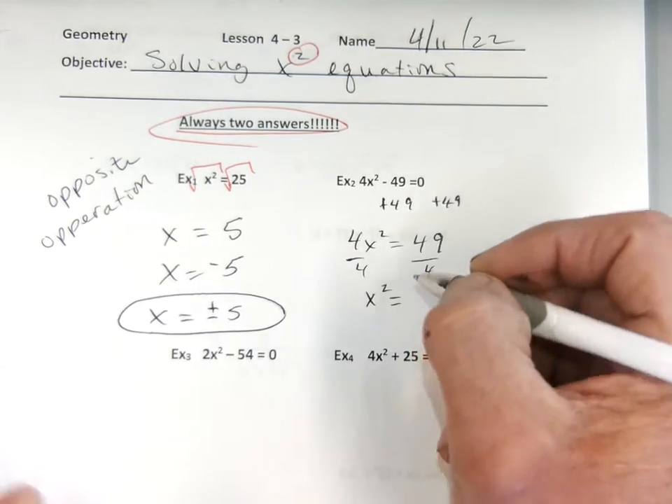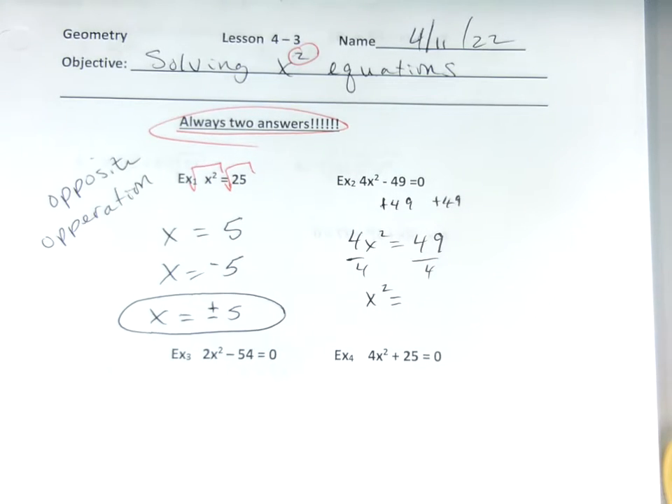Now, here's something I might want to think about before I do the next step. I'm thinking, well, I could just get my calculator and go 49 divided by 4. You could. But I see two numbers that I like. Why do I like these numbers? Because I can square root that and square root that. So I'm going to leave it like that and take the square root. I'll get 7 over 2. Do you see that?